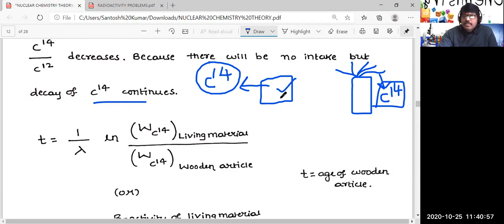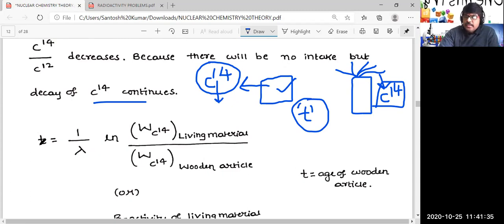That is said to be a dead plant. Later, the dead wood plant is converted to a wooden article. But here, due to the disintegration of C14, the C14 mass continuously decreases, and this is the expected amount, this is the amount found, and definitely this amount is less when compared to this. Why is it less? Because radioactive disintegration is taking place continuously. How much time? t time.